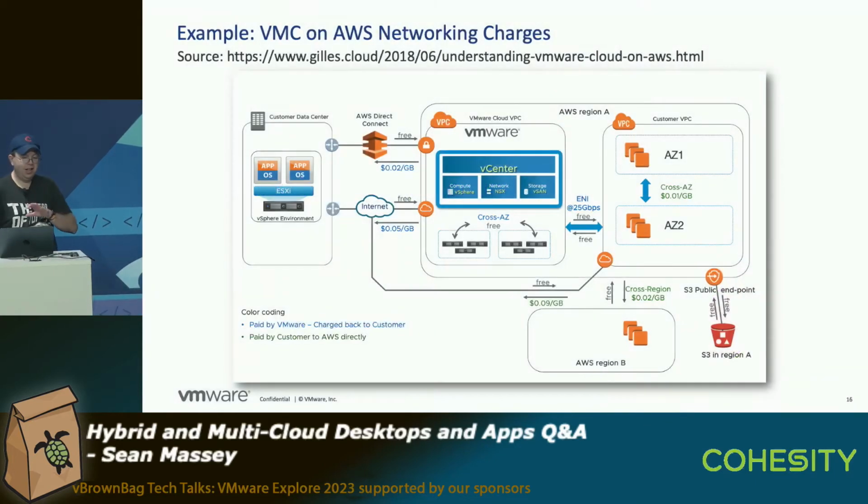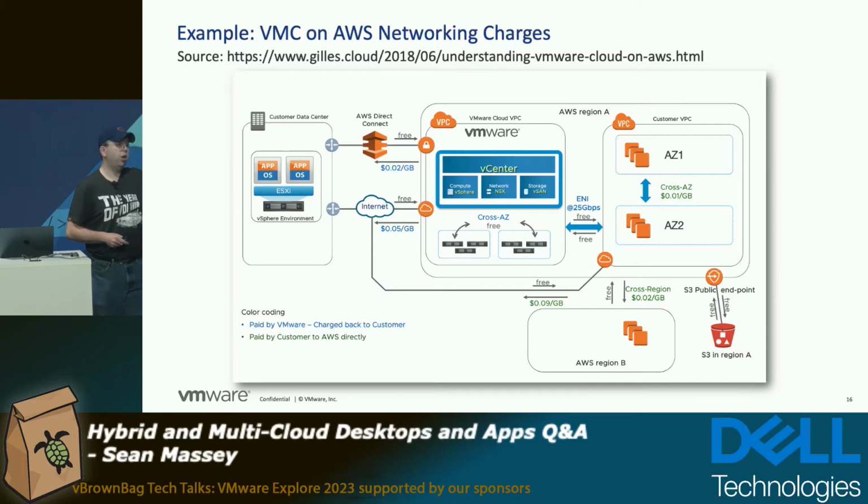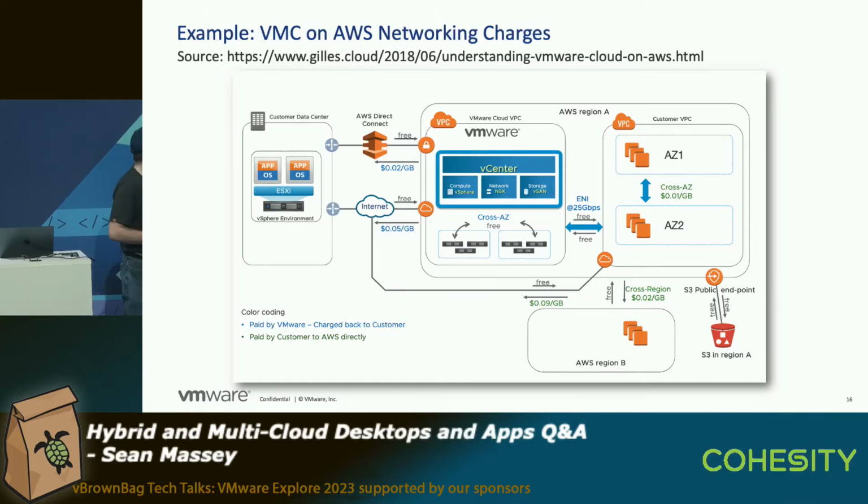And this is an older graphic, but it illustrates the concept for VMware Cloud on AWS. I'll be honest, I don't know if these prices are still accurate or if they've changed since this graphic was made in 2018, but I pick it to illustrate the concept here, right? Everything coming in is free. Everything going out or going cross-region or going cross-AZ, you're paying per gigabyte for.